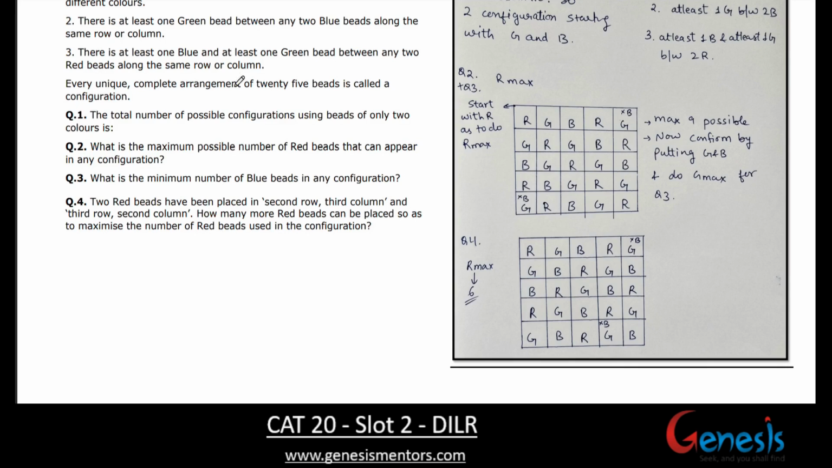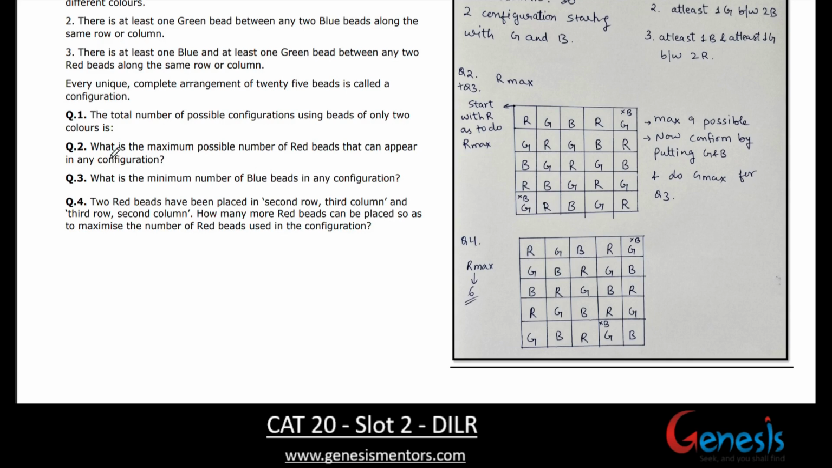So we need to find out, if we are using only two colors, then how many possible configurations are possible. Question number 2, what is the maximum possible number of red beads that can appear in any configuration? So we need to maximize the red colored beads. Question number 3, what is the minimum number of blue beads in any configuration? So here we need to minimize blue beads, right?